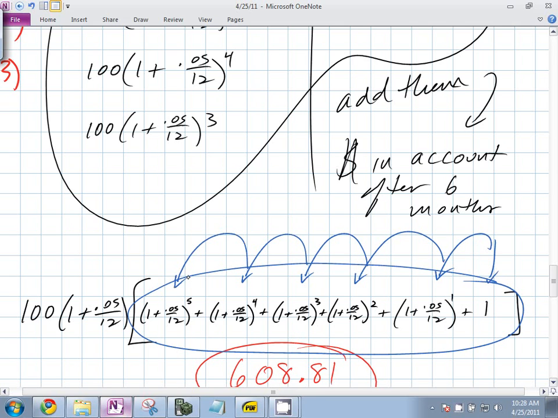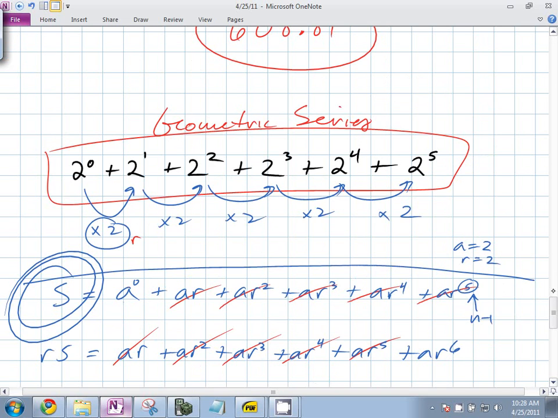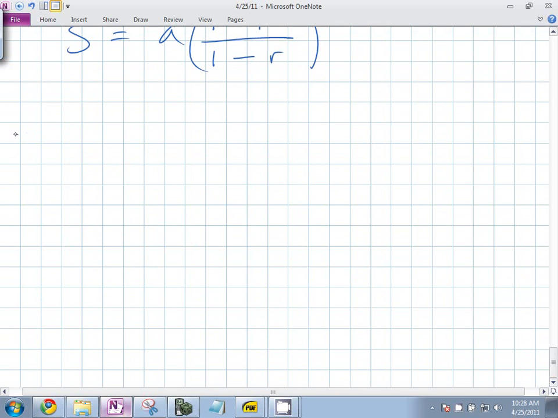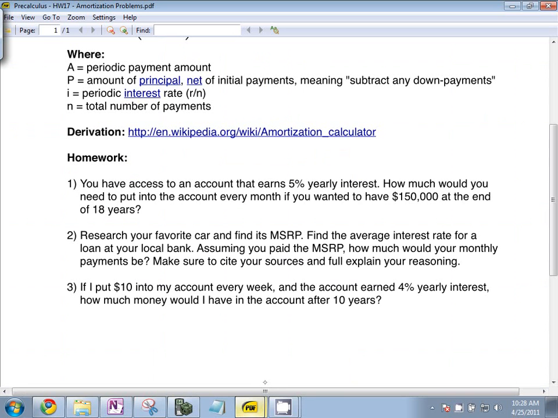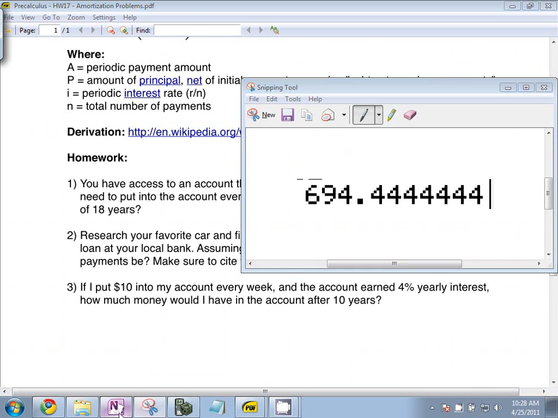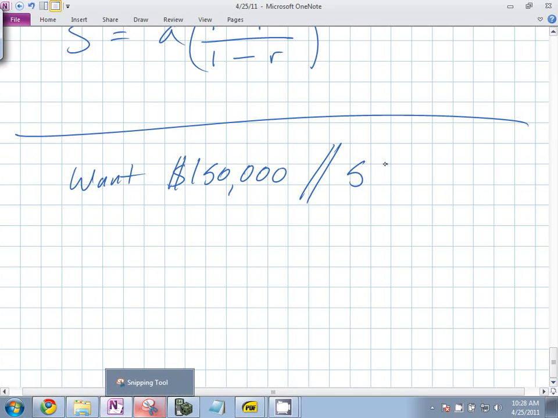Okay, so let's go back to that first question there. So what was that first question? You want $150,000. And what's the interest rate we get? Can you just look? 5%. And you want 18 years, right? Is that correct, everybody? So when we add all these things together, we want to get $150,000. So what is our S value?